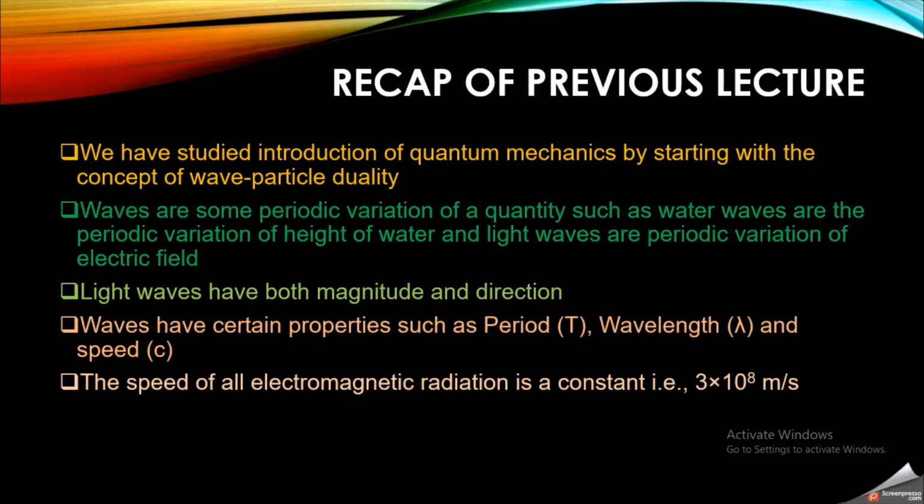Light waves have both magnitude and direction. Waves have certain properties such as period, wavelength, and speed. The speed of all electromagnetic radiation is a constant, that is 3 × 10⁸ meter per second.